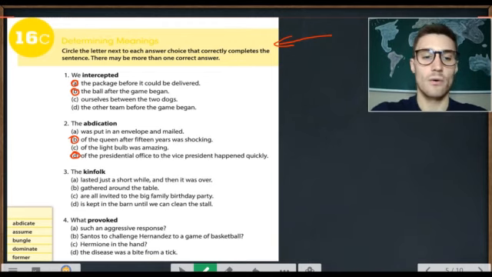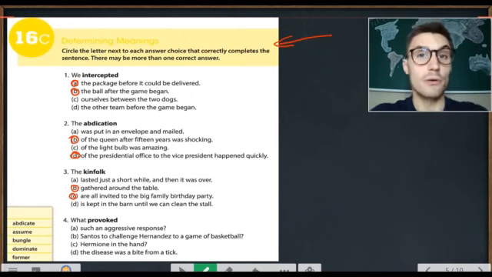The kinfolk, B, gathered around the table. The kinfolk, C, are all invited to the big family birthday party. Kinfolk, your family members.